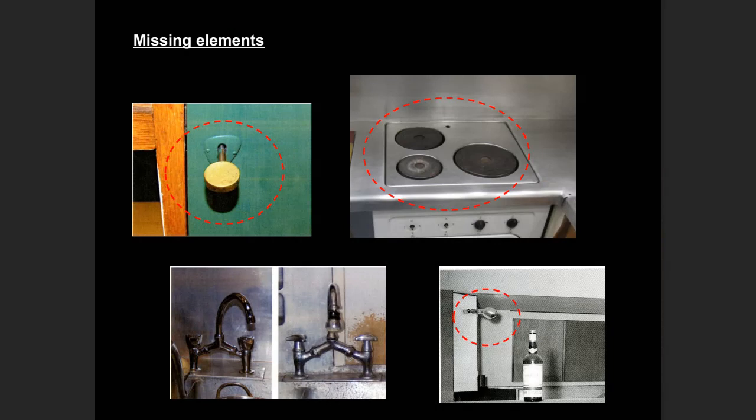So to recap, some of the missing elements that we knew we had to source or remake were the key or door pull, which acted as both a key and a door pull. On the upper right side, you'll see that the electric heating plates of the stove were missing, the faucet for the sink, and finally the light fixture. And all of these would either have to be sourced or facsimiles fabricated for the project.